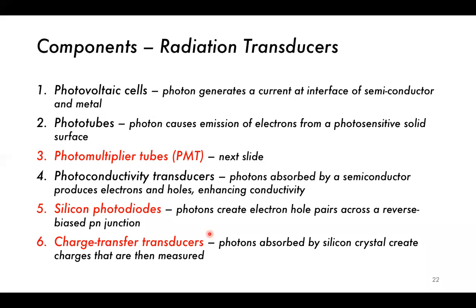Later on in this course, we'll talk more about semiconductors to an extent, although you've probably already met them. Silicon photodiodes: photons create electron-hole pairs across a reverse biased PN junction. We'll talk again more about those as we go through here. And then charge transfer transducers: photons absorbed by silicon crystals create charges that are then measured.